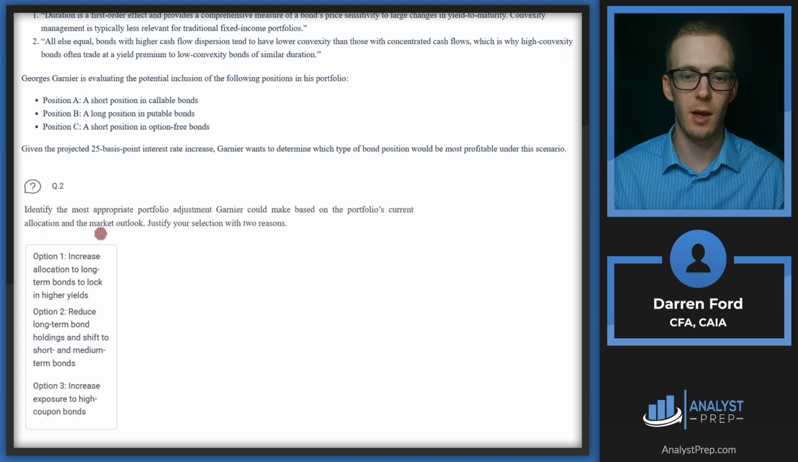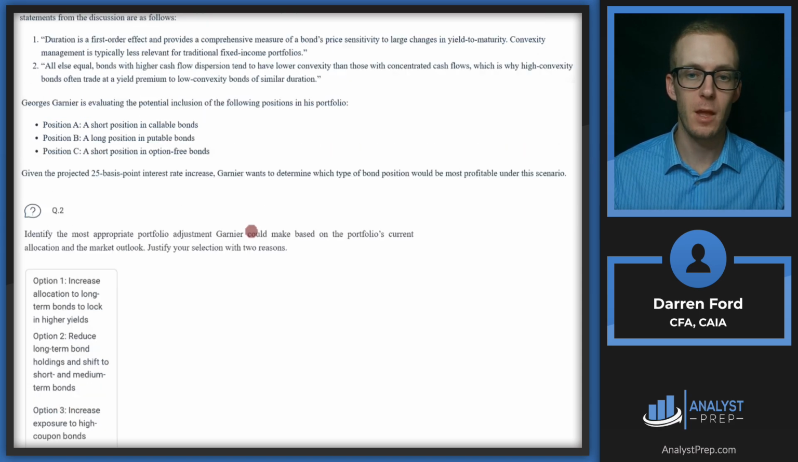Question 2. Identify the most appropriate portfolio adjustment Garnier could make based on the portfolio's current allocation and the market outlook. Justify your selection with 2 reasons. So we've got option 1, option 2, or option 3. Option 1, increase allocation to long-term bonds to lock in higher yields. Option 2, reduce long-term bond holdings and shift to short and medium-term bonds. Or C, increase exposure to high coupon bonds.